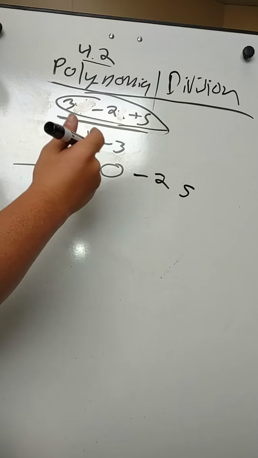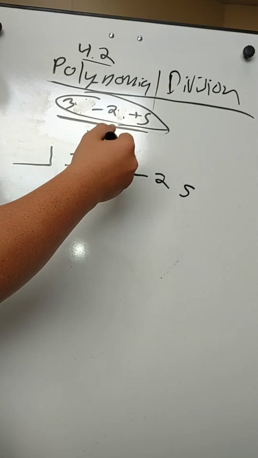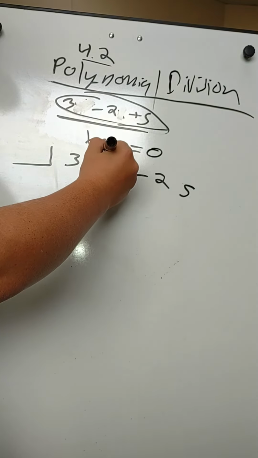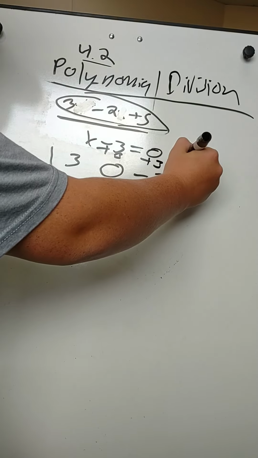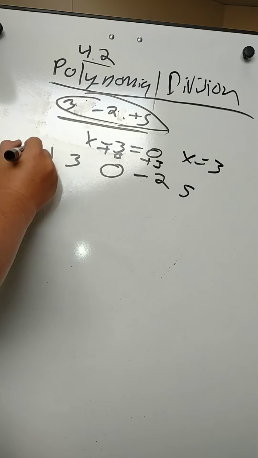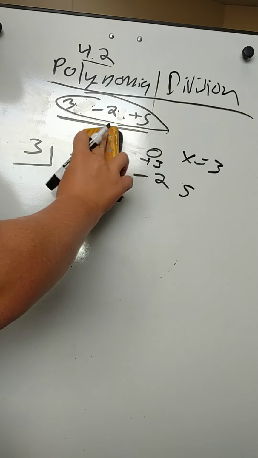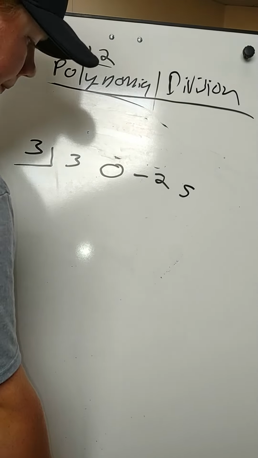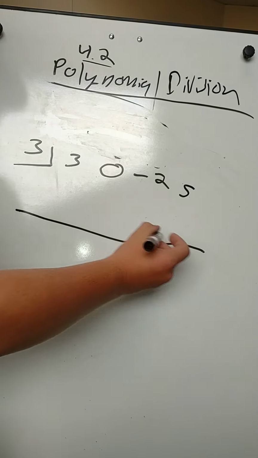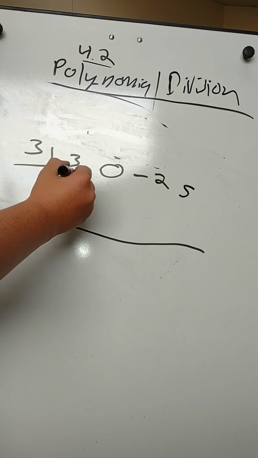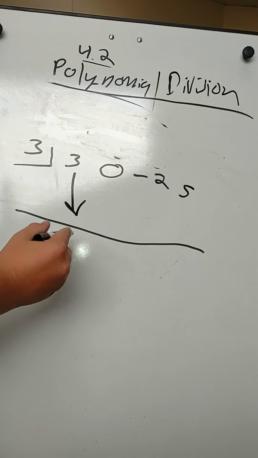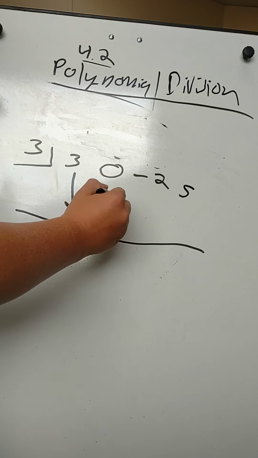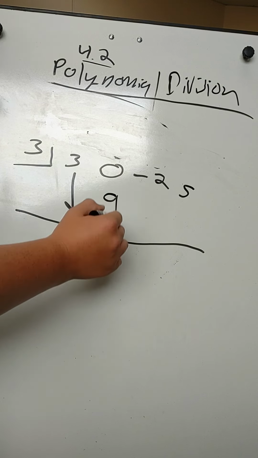And then, when getting your divisor, you're going to want to set that equal to 0, add 3, so x equals 3, and that's what we're going to be dividing by, not -3. Let's get that out of the way. So, what do we have to do? Bring down 3, and that's going to stay the same. Then we multiply 3 and 3 to get 9. Add 0 and 9.